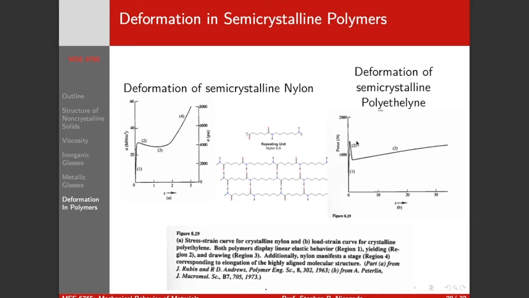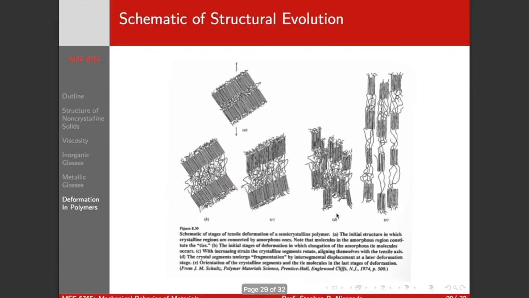Right? And so for polyethylene, you can draw out to very, very high strains before you get there. So this is out to a strain of 30, and we still haven't gotten to stage 4, where we're pulling against the perfectly aligned structure, deforming the perfectly aligned structure. So schematically, what happens? Here are our crystalline regions, here are our amorphous regions.